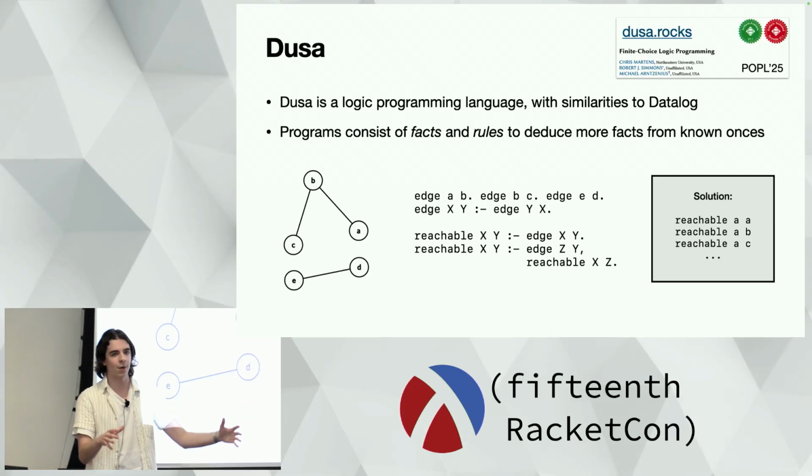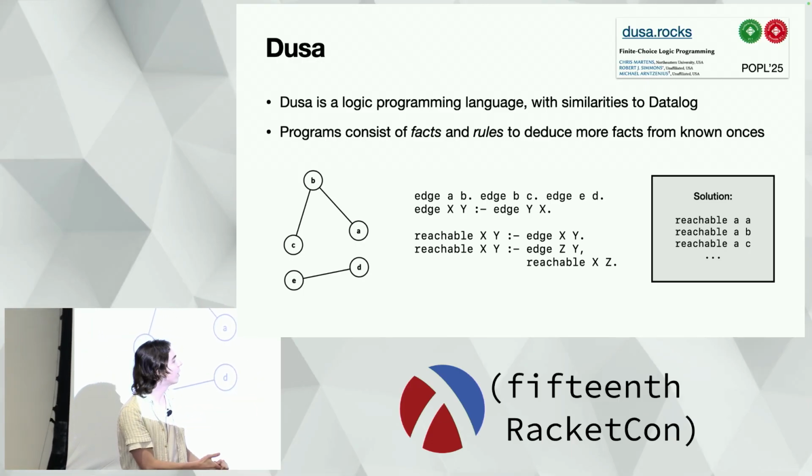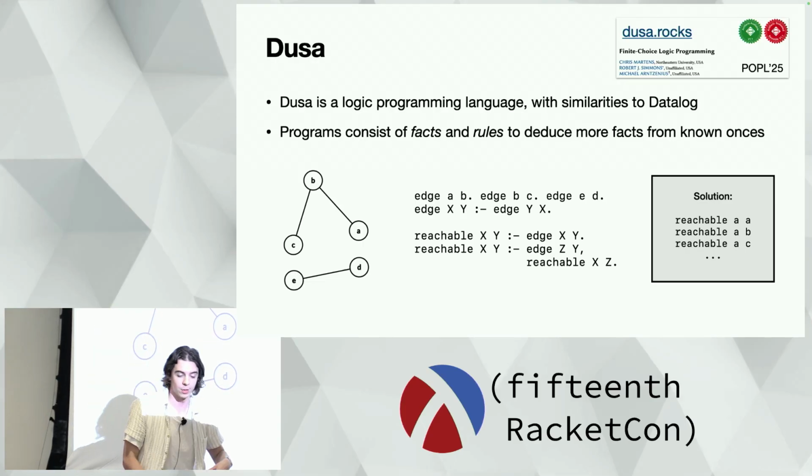It will compute all of the facts that we possibly can, and it will tell you which nodes can reach which other nodes, right? Node A can reach itself, reach node B, reach node C, and a bunch more facts that we don't have on the slide.